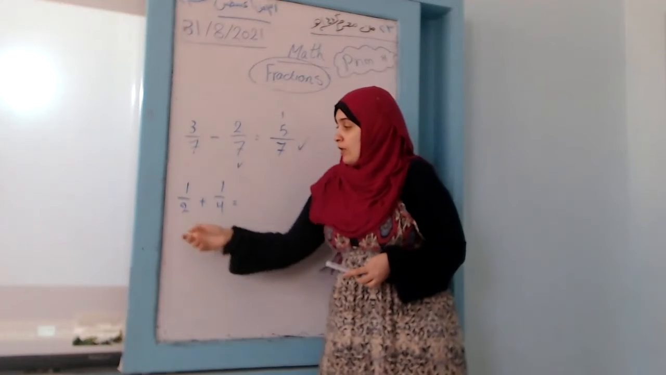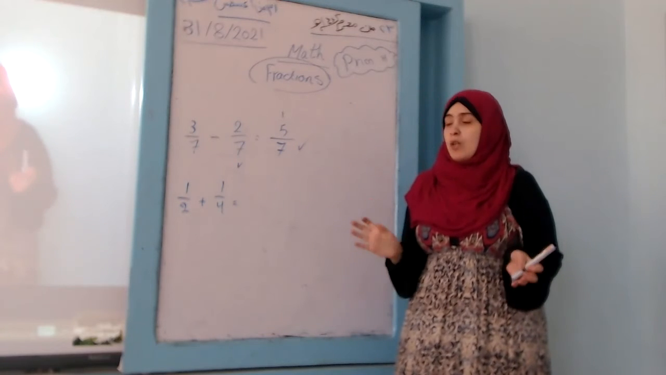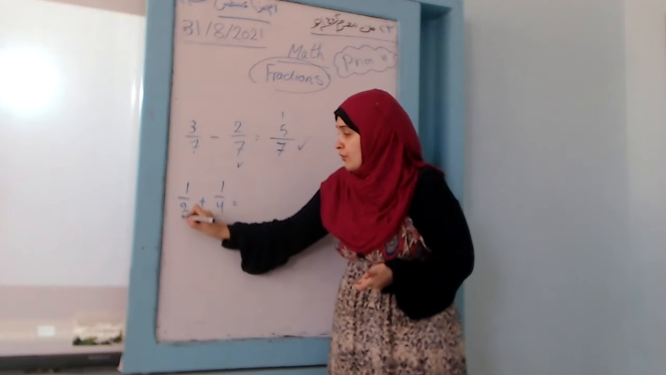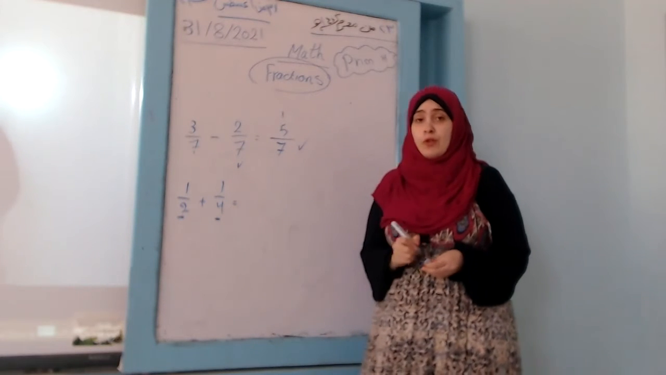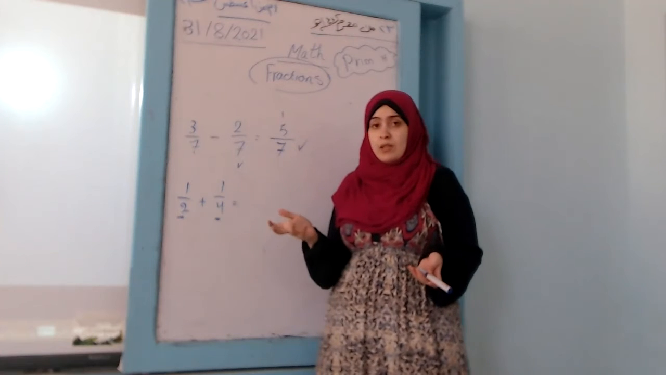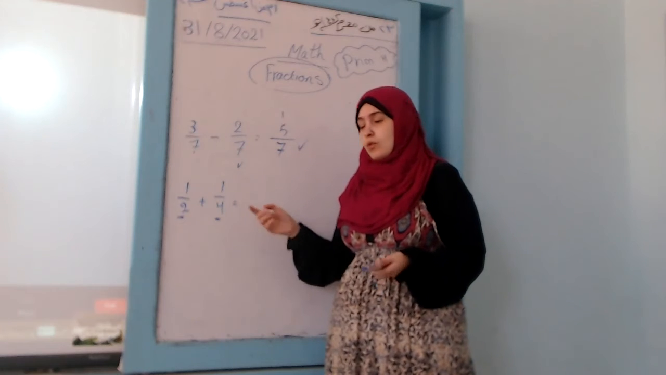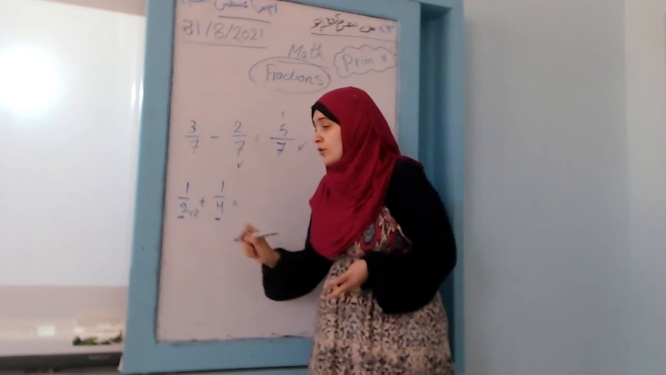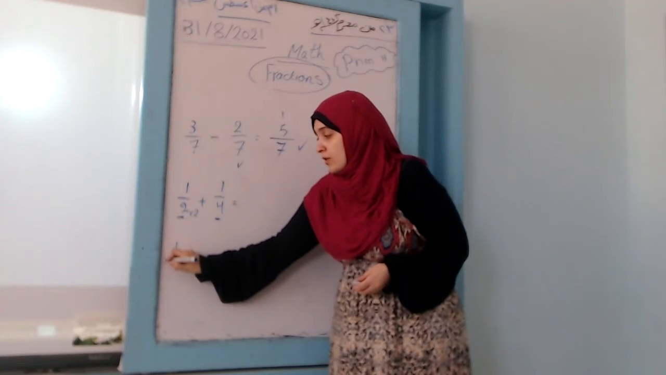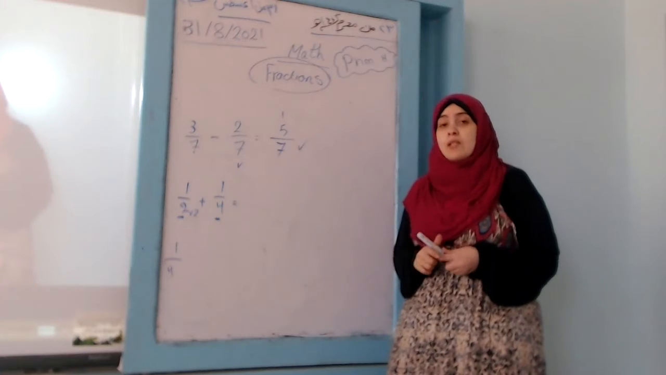In another example, if I have different denominators, what can I do? I must have the same denominator. So how do I get the same denominator? I have 2 here and 4 here. I can change 2 to 4 or change 4 to 2. What do I do to make 2 become 4? If I multiply 2 by another 2, I get 4. So for 1/2, I write 1, and 2 multiplied by 2 is 4. 4 here, 4 here, I have the same denominator.